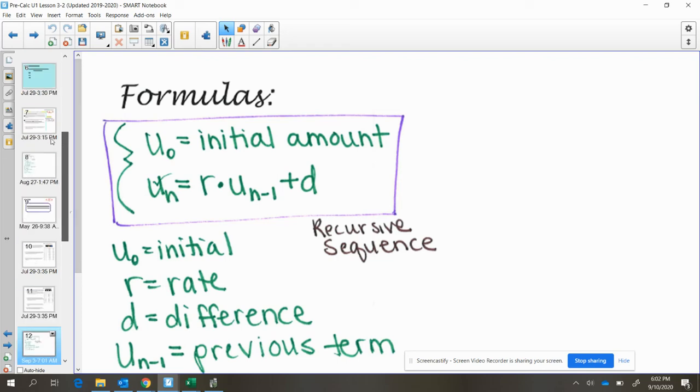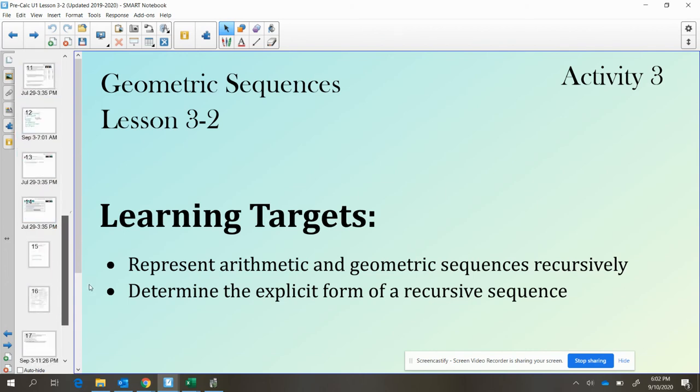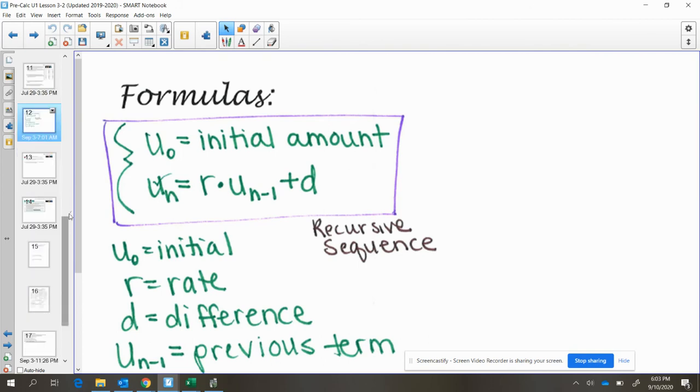And this is actually going to jump now to the 3-2 notes. If you guys want to flip forward a few pages, we're going to start talking specifically about arithmetic and geometric recursive sequences that are honestly a little bit easier than what we just talked about with Maurice and Lester. So I would definitely get this jotted down.